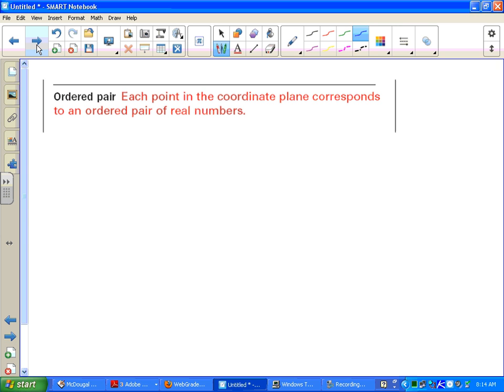Next definition we have is that of an ordered pair. Each point in the coordinate plane corresponds to an ordered pair of real numbers. Ordered pairs are always written like so: x, comma, y. Notice x always comes before y. Alphabetically, A, B, C, D, F, G, H, I, J, K, L, M, N, P, Q, R, S, T, U, V, W, X, then Y, then Z. So just think of alphabetical order.